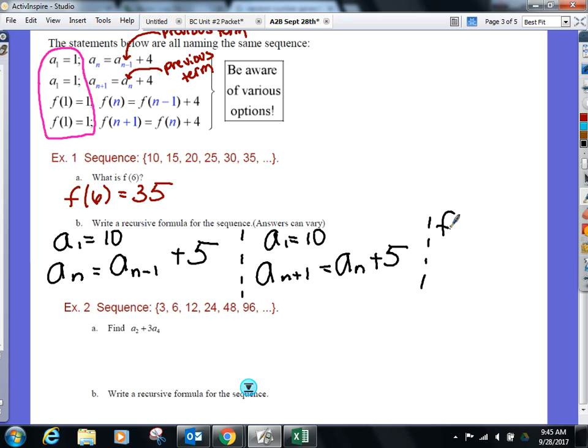So f of 1 equals 10. Do you want to try it out on your own here? You can pick either one here. So I'll do f of n. If you want to find any term, you take the previous. How do you write previous if f of n is the one I'm on? f of n minus 1. And what am I doing to it? Adding 5. So here are 3 different ways you could write that recursive formula.